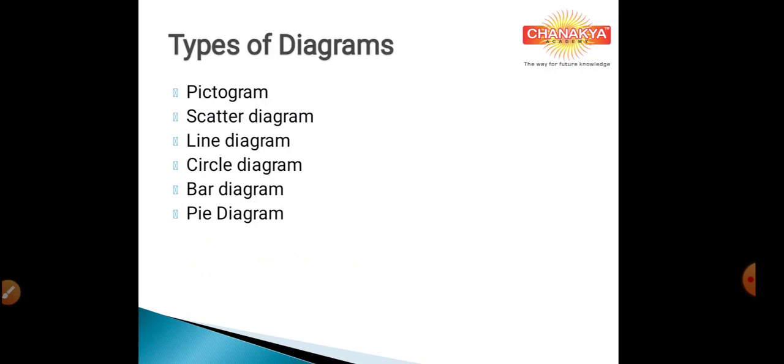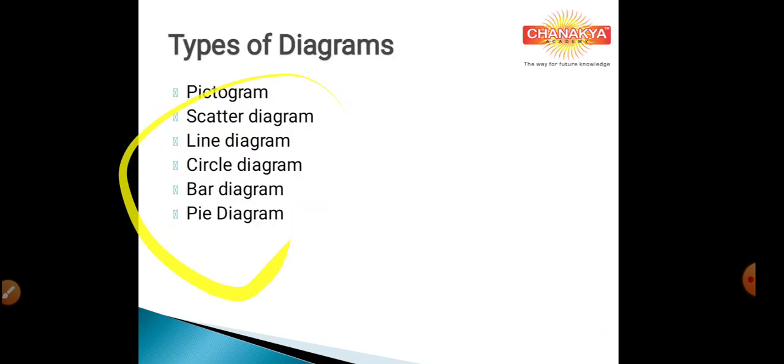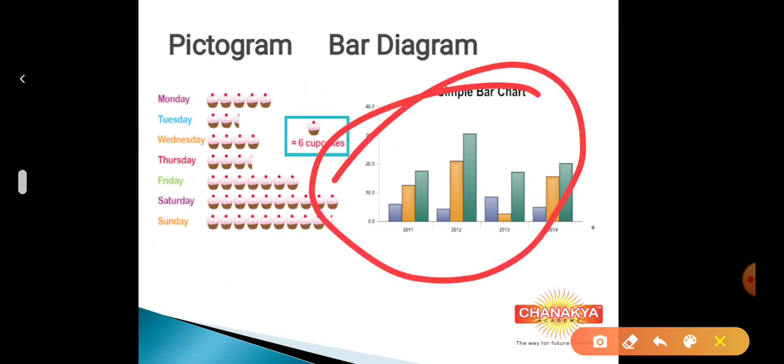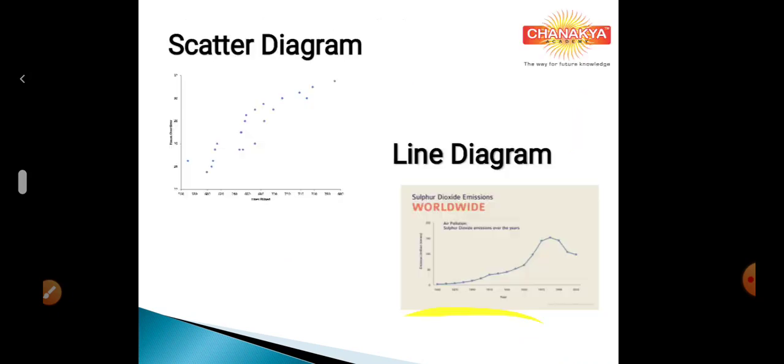Apart from these, we had seen the type of diagrams like pictogram, that is pictorial representation of the data. Then we had also seen the bar diagram, right? Then we had seen the difference between two types of bar diagrams, that is clustered bar diagram as well as divided bar diagram. One more thing, that is scatter diagram and line diagram. That is also the part of types of diagrams. They are having only minute difference.